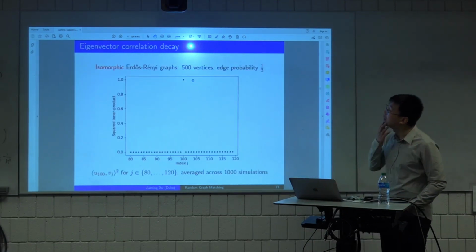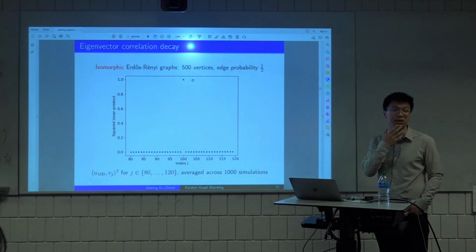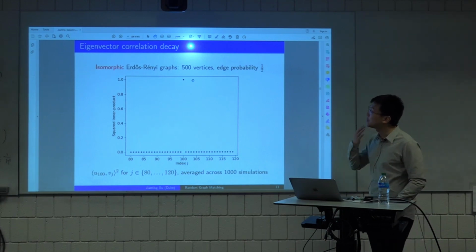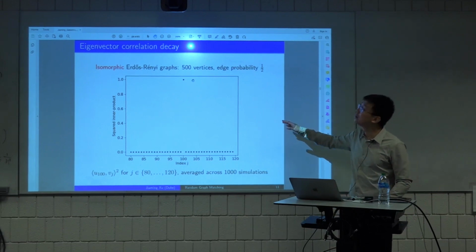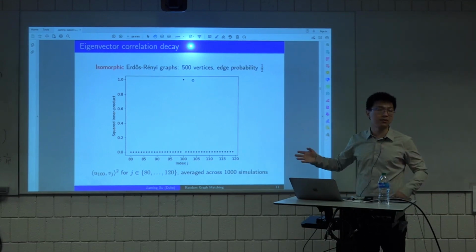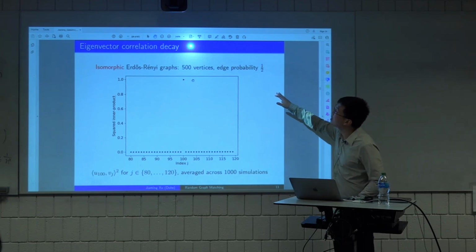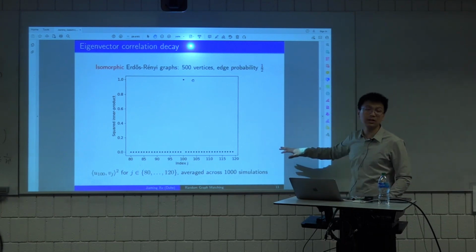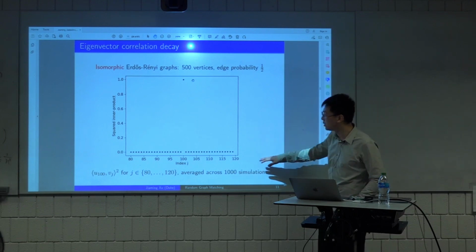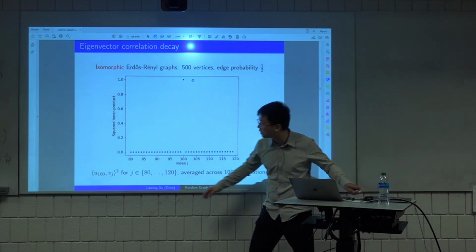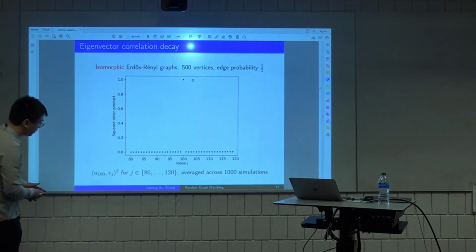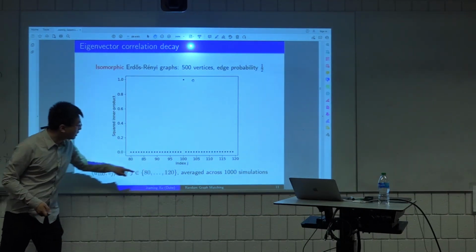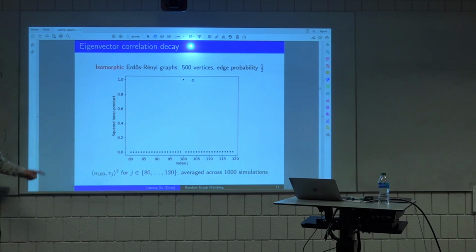Here is one simple experiment that we did for this problem. We start from the noiseless case, so A and B here are purely isomorphic, with 500 vertices and edge probability 1/2. So this is the ideal situation, with no noise. I look at a particular eigenvector, u_100 here. And then I vary the index j for the eigenvector of the second graph, v_j, and the y-axis captures the squared inner product between u_100 and v_j.